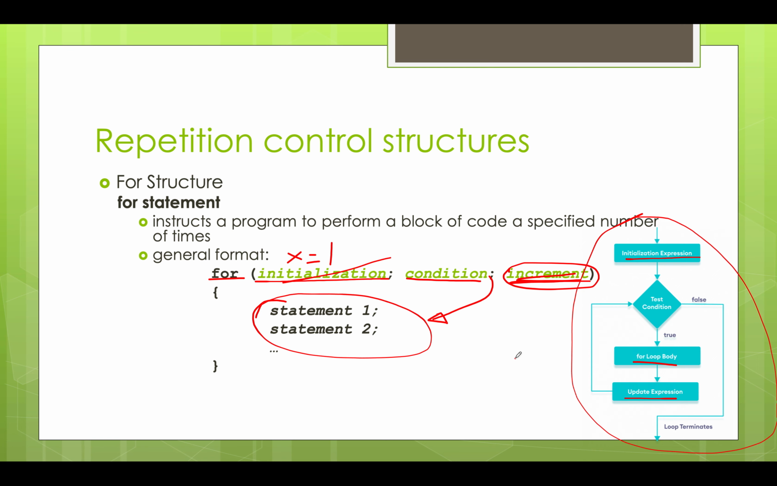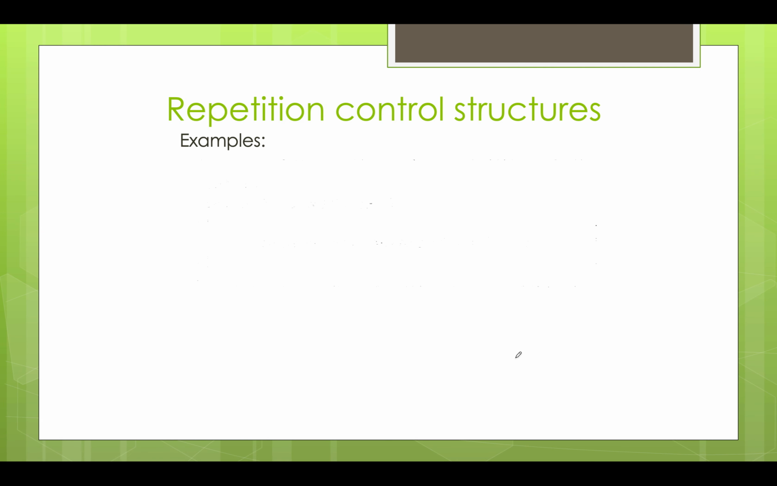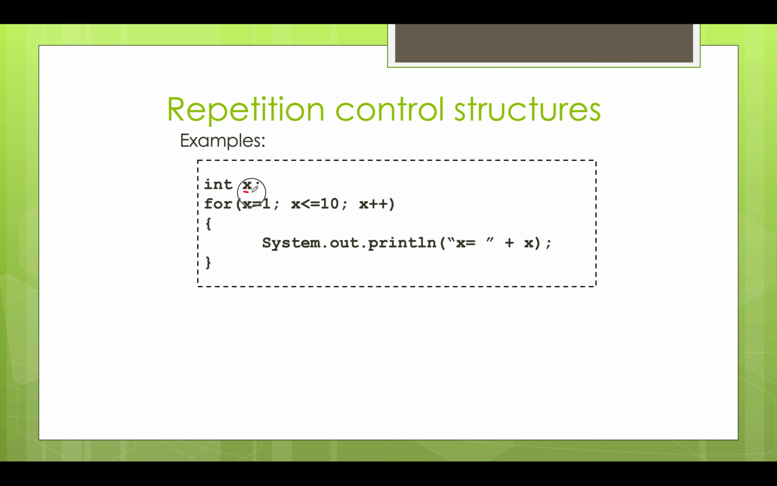Let's have an example here. Example number 1, we have int x. We initialize x with a value of 1, then x is less than or equal to 10. The output, if we just check the condition, will show 1 to 10. Am I right? And don't forget that there's an x++, which means there's an increment. Then here we are displaying it.